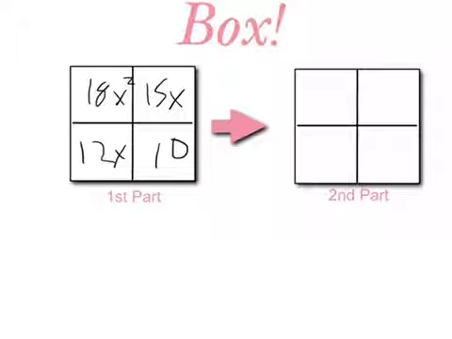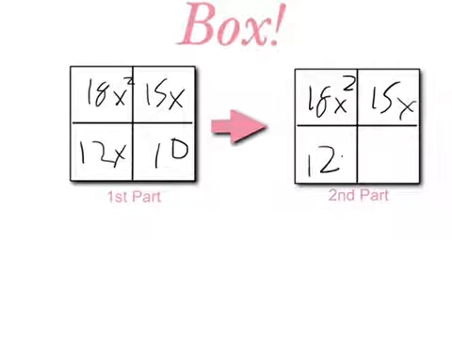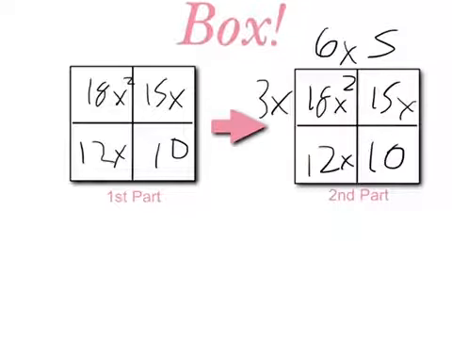In the second part of our box, we get 18x squared, and 15x, 12x, and 10. Now what does 15x and 10 have in common? Well, they have 5. So what does 18x squared and 15x have in common? They have 3x. Now what does 18x squared and 12x have in common? Well, 6x. Now what does 12x and 10 have in common? They both have 2 in common.